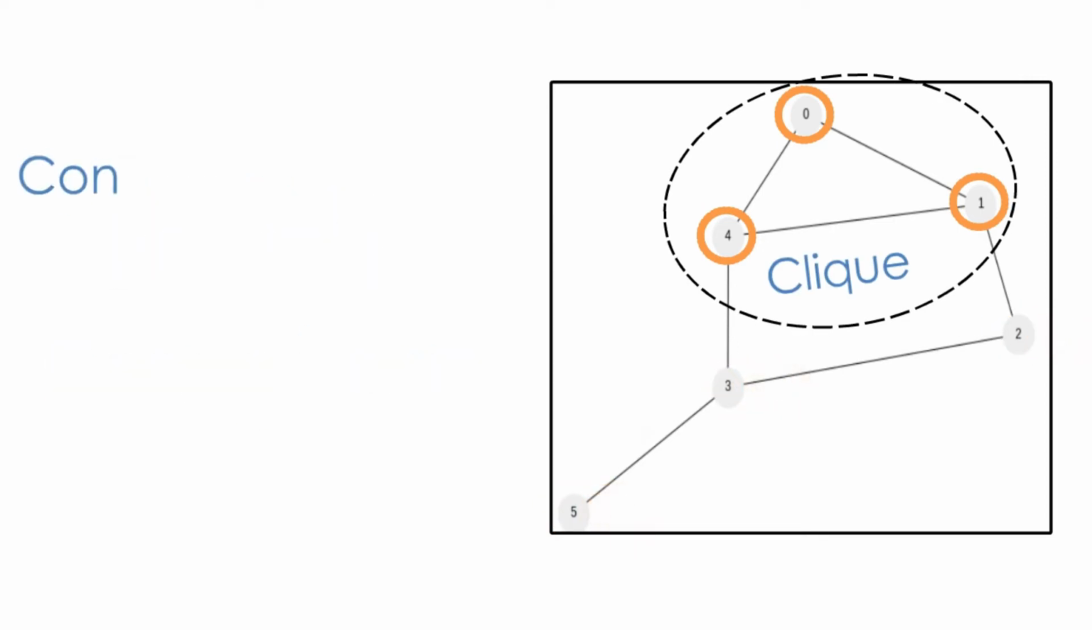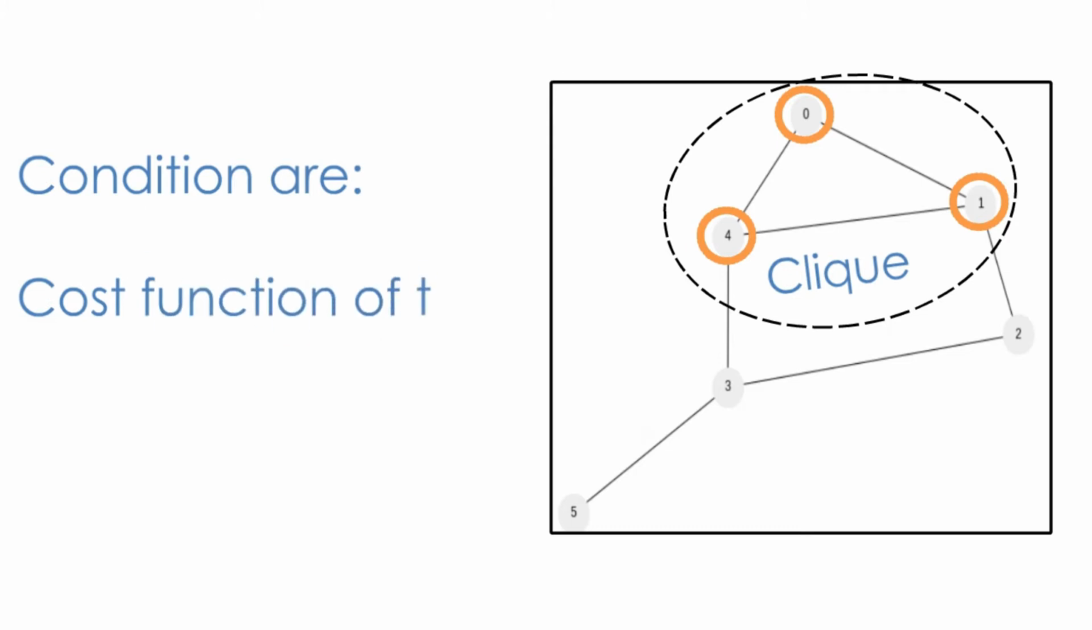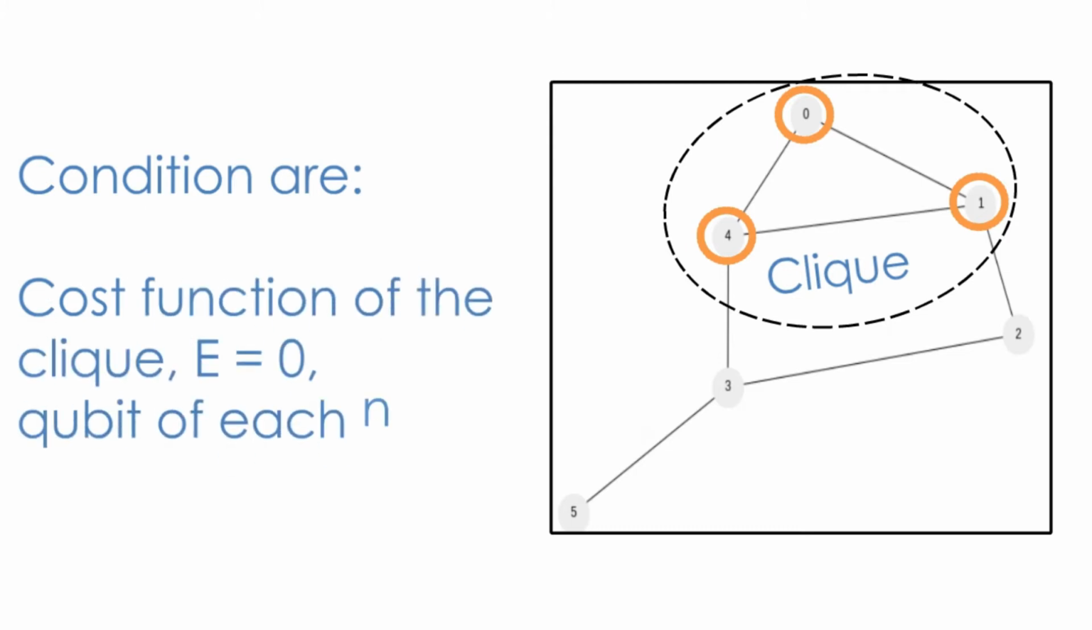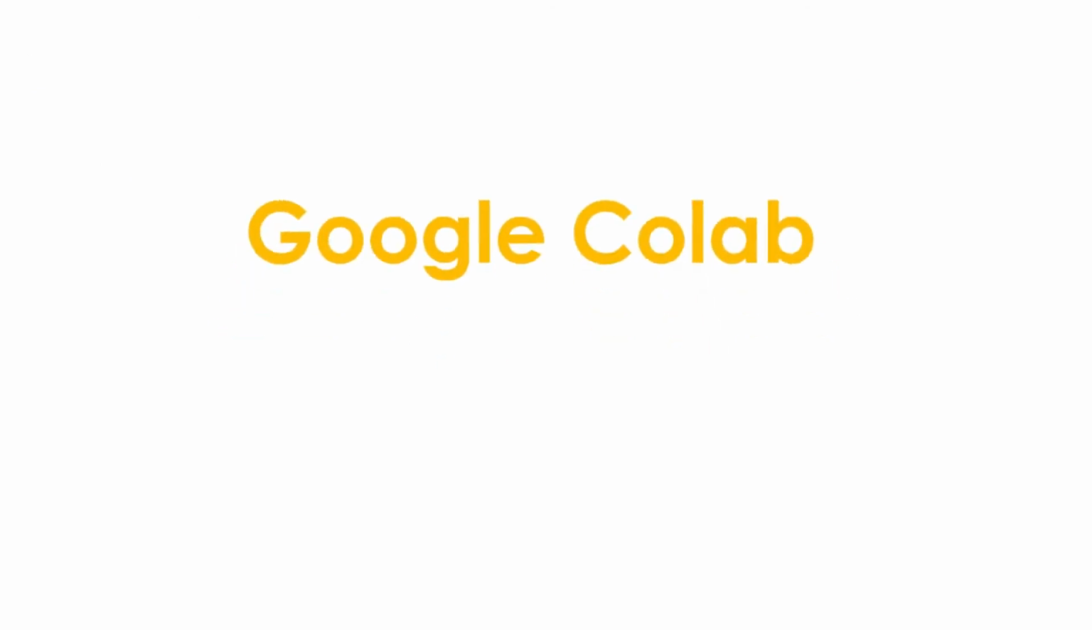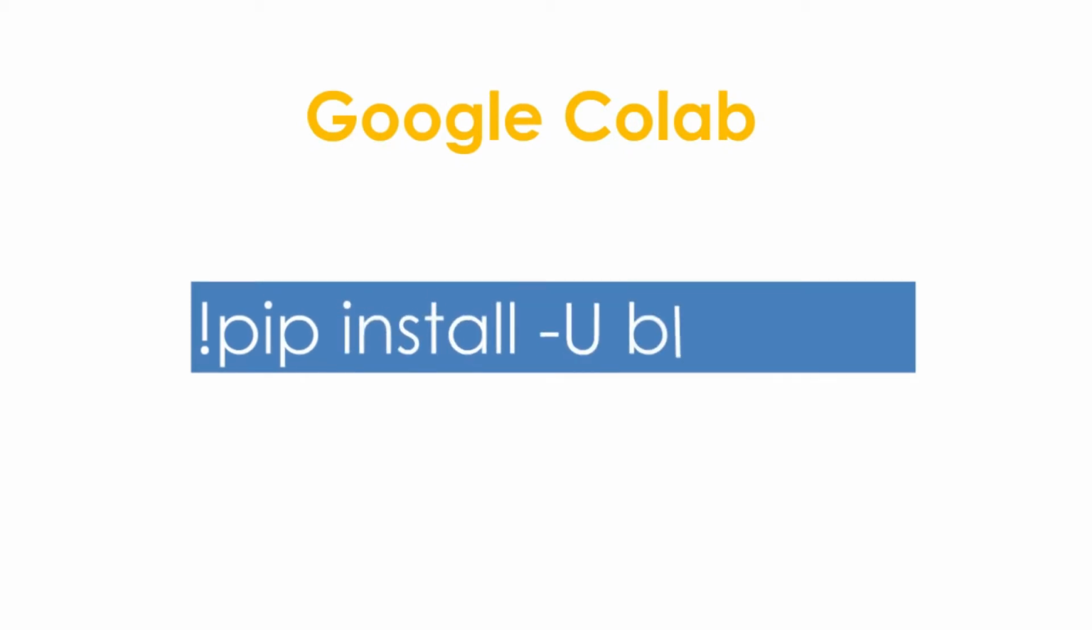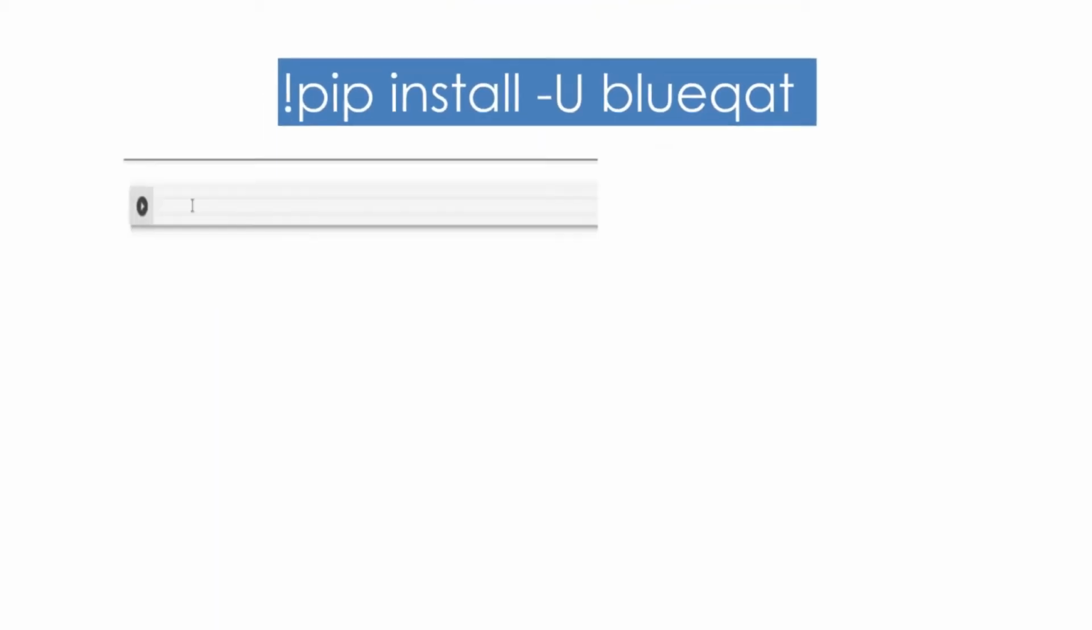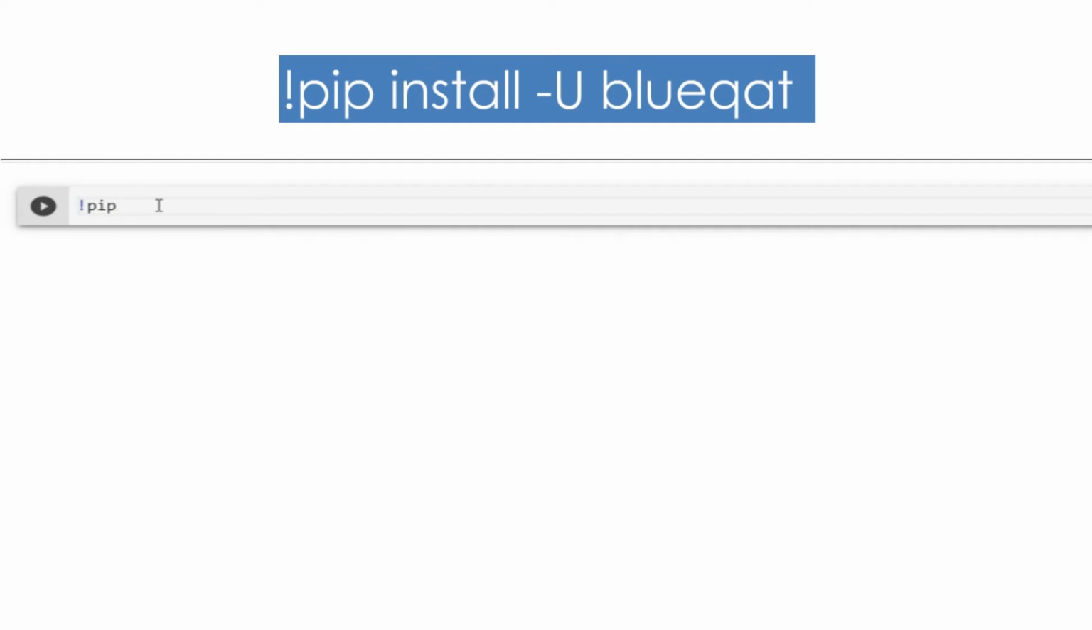To find this, the conditions are that the cost function of the clique should be 0, and the qubit of each node should be 1. Let's do this using Google Colab. Firstly, install Blueqat using this code: !pip install blueqat. Now, open Google Colab and type the code, and click on the Run button here.